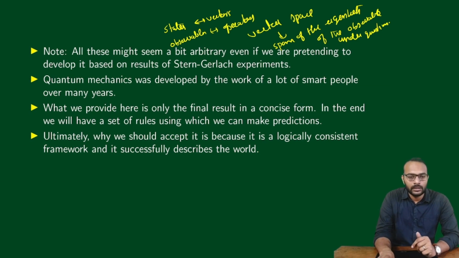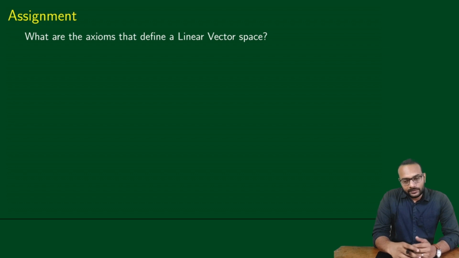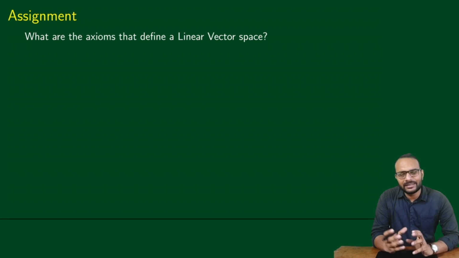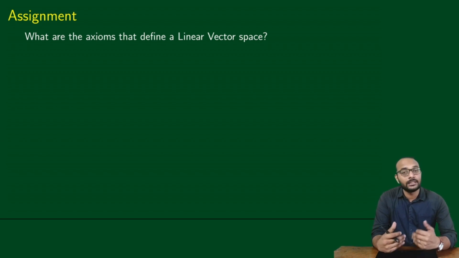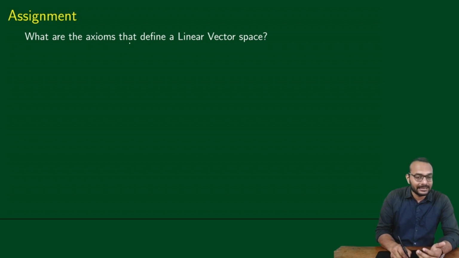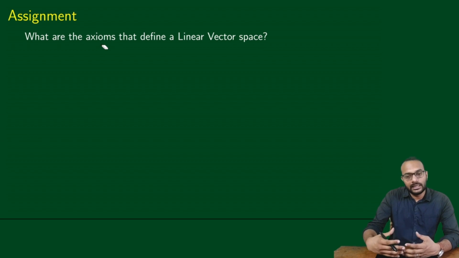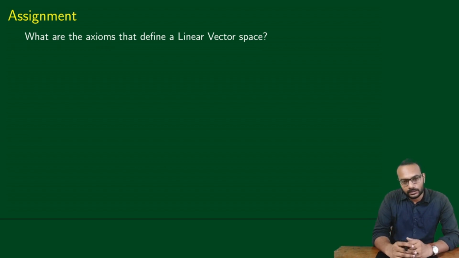Now, as far as the mathematical framework is concerned, I would like to give you an assignment. We talked about complex vector space, linear vector space, etc. We didn't give the exact definition for these things. We are pretending to develop it based on the experiments. But as an assignment, I ask you to check some mathematical physics textbook or even some quantum mechanics textbook and give the axioms that define a linear vector space. The linear vector space is actually defined based on certain axioms. So I'm asking you to write down the axioms of linear vector space.